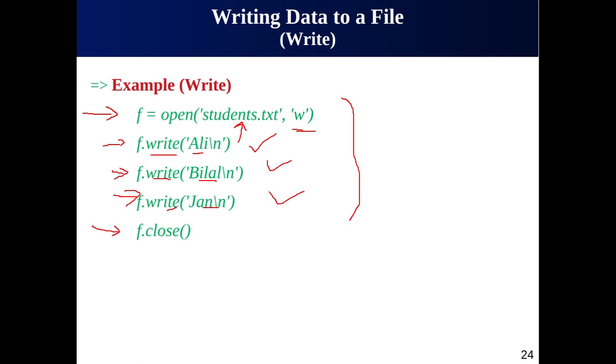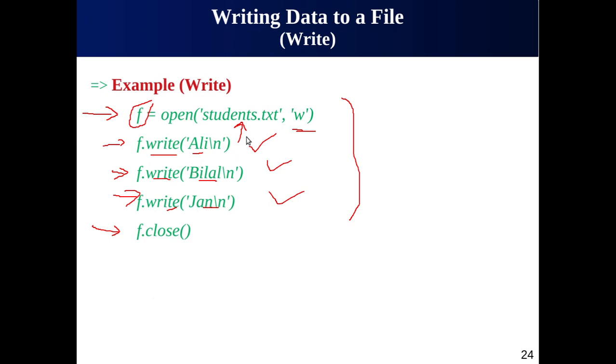So first we open the file student.txt using the W mode. This causes the file to be created and opens it for writing. It also creates a file object in memory and assigns that object to the variable f. And then the next statements, from line 3 to 5, actually write three strings to the file. Line 3 will write Ali, line 4 will write Bilal, and line 5 will write John to the file. Sorry, line 2 will write Ali, Bilal, and then John.